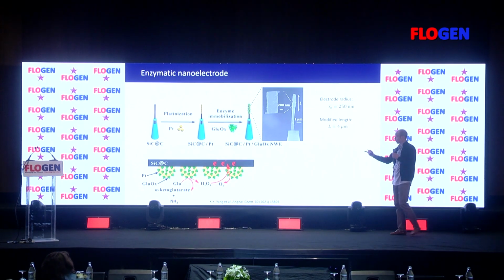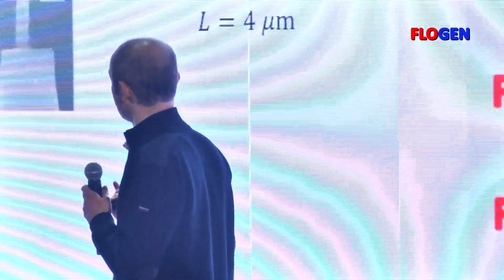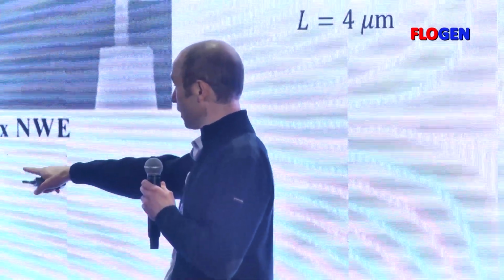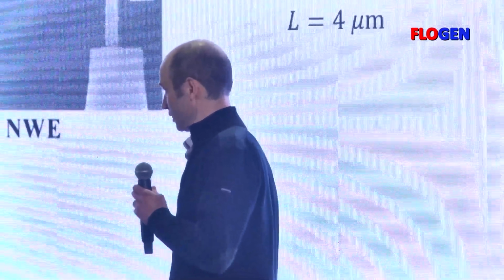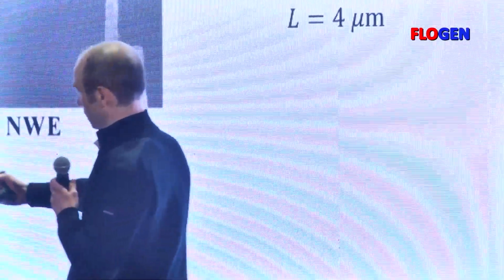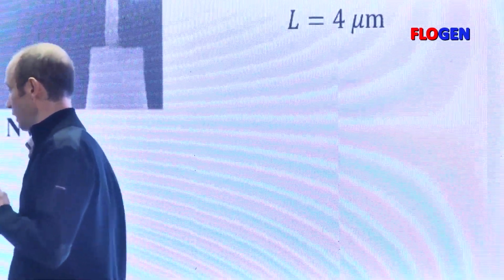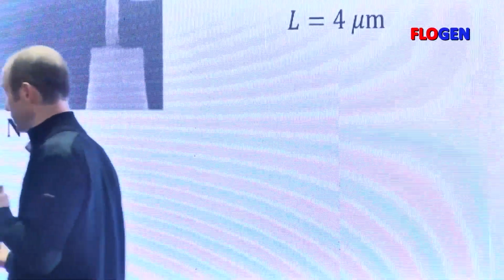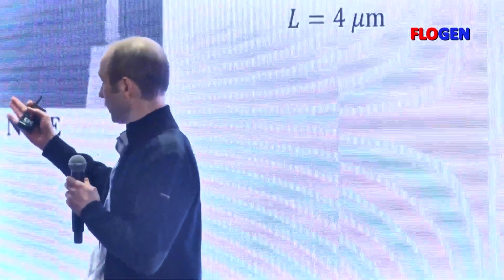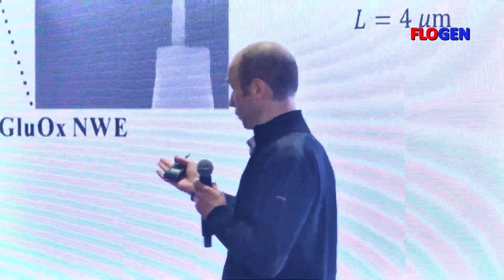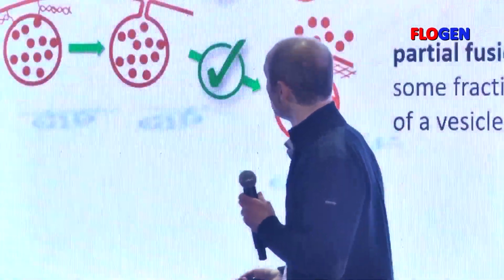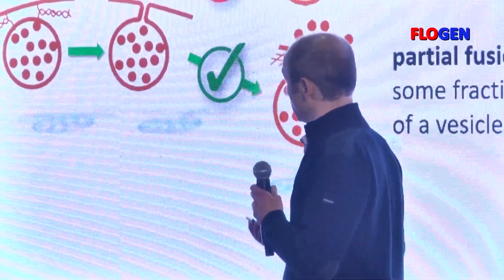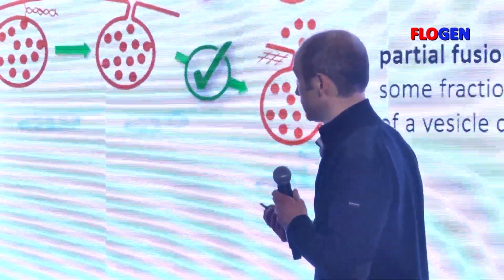The basic principle of this sensor is the following: the glutamate is oxidized by the glutamate oxidase, producing alpha-ketoglutarate and ammonia and creating hydrogen peroxide, which in turn can be oxidized on the platinum surface and lead to the detection current. And already with this tool, we can characterize exocytotic events.